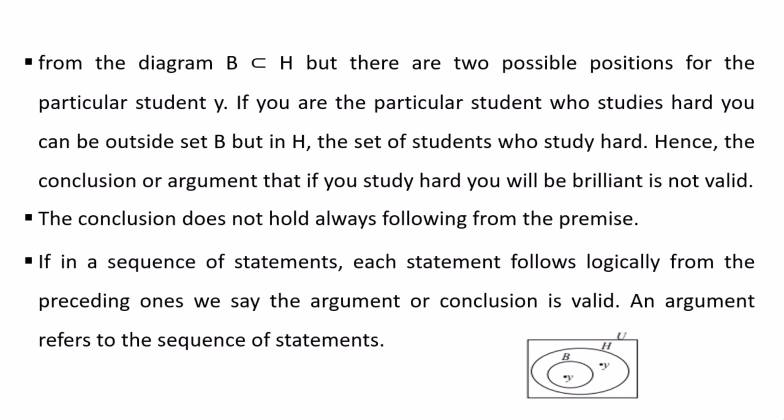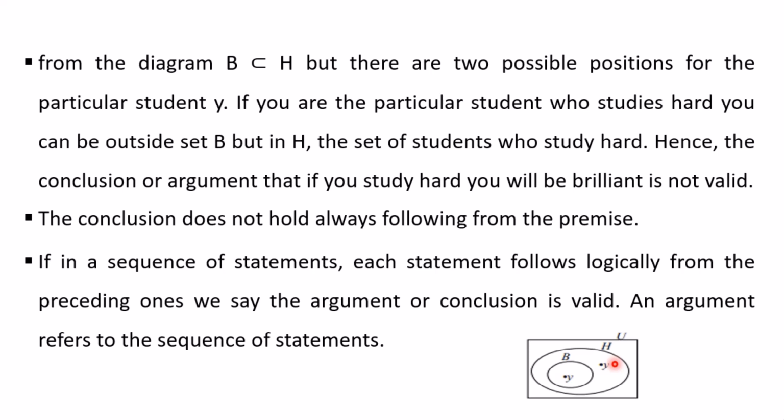From the diagram, you have that B is a subset of H, but there are two possible positions for particular students. Why? If you are a particular student who studies hard, you can be outside the set B, but in H, you study hard. You study hard, but you are not brilliant. It's possible. So any statement that gives several different possibilities is not a valid statement.